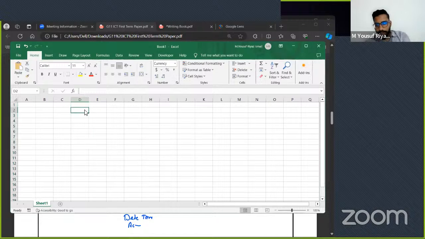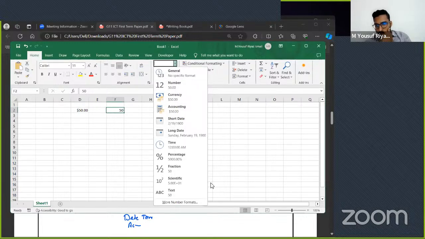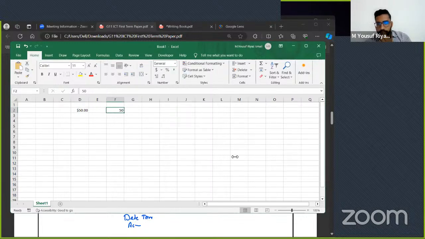Now, for example, if I write 50, see, $50.00. So by default, the dollar will come. But if I don't put currency, now this is in general. In general, if I put 50, it will be there as 50 only. So here I put the formatting for currency. You can see currency up here, and this doesn't have that. So this is called number format. Got it?